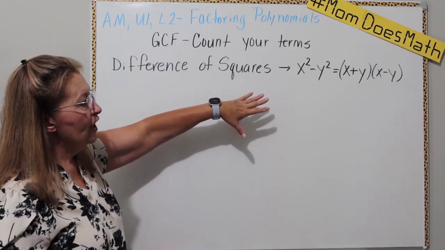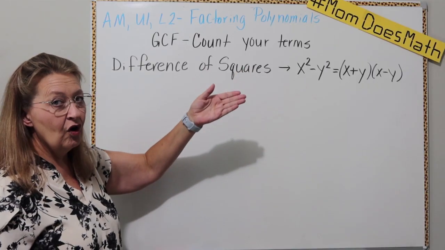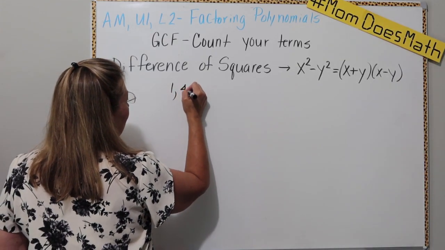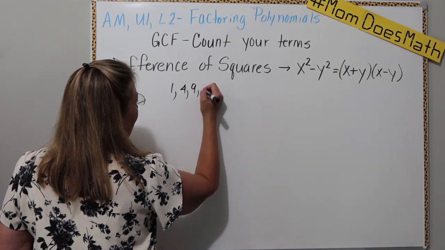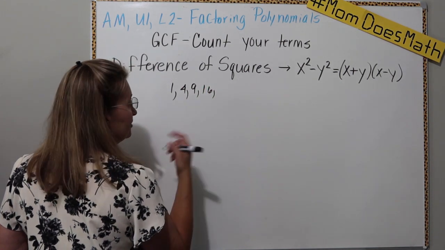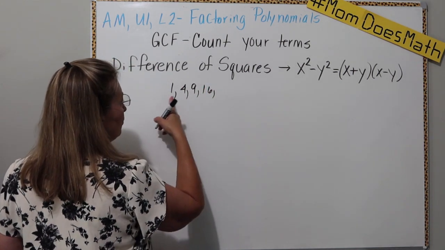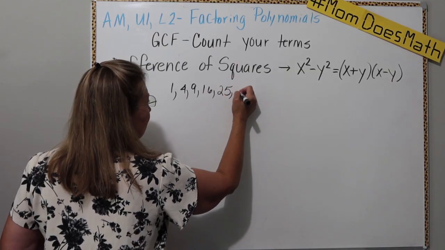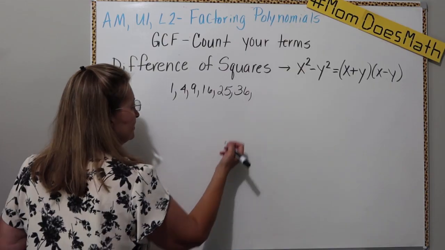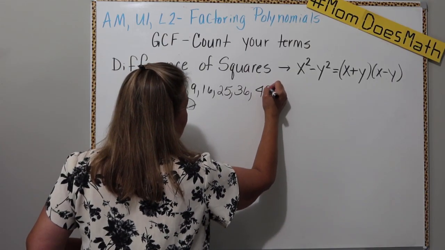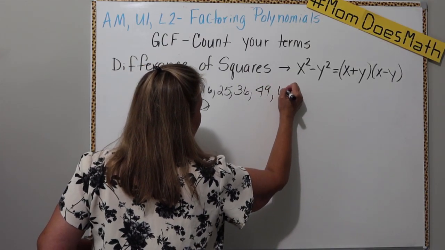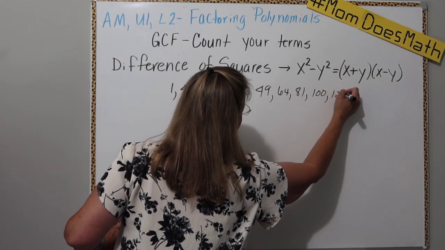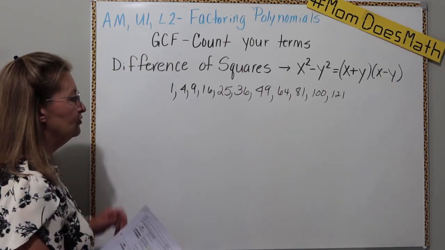First of all, we're going to have to know, can we use it? So we need to know our perfect squares. What are your perfect squares? Well, there's 1 and 4 and 9, 16. You see how I'm getting all these. There's 1 squared, 2 squared, 3 squared, 4 squared, 5 squared is 25, 6 squared is 36, 7 squared is 49, 8 squared is 64, 81, 100, 121, on and on. You can go as far as you want to.